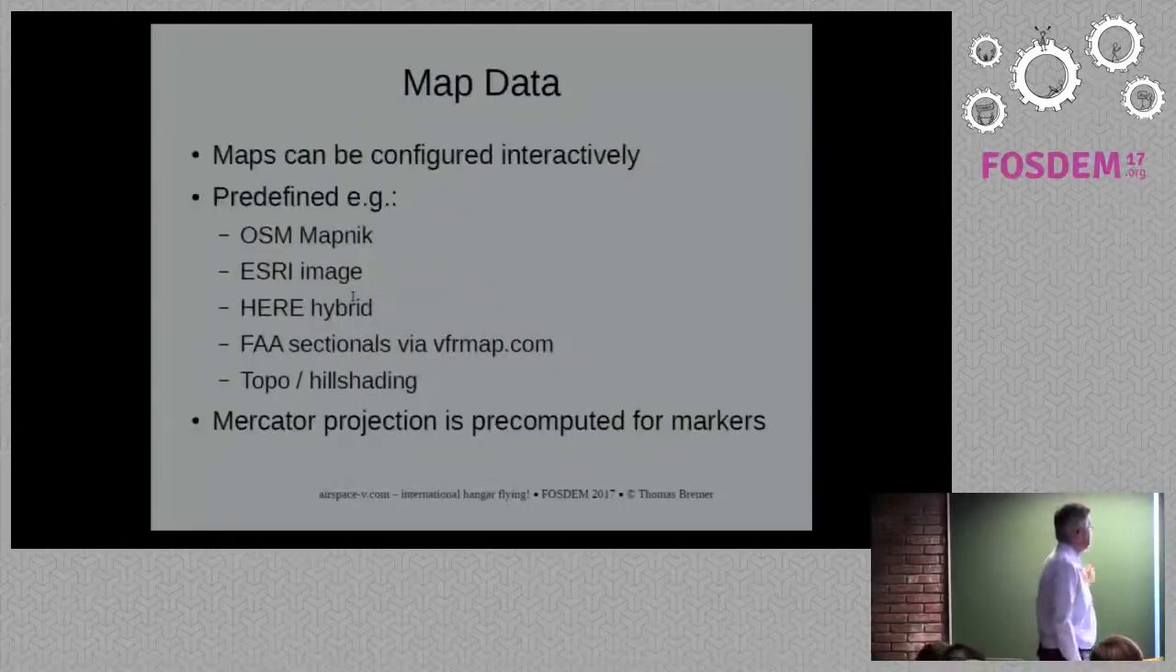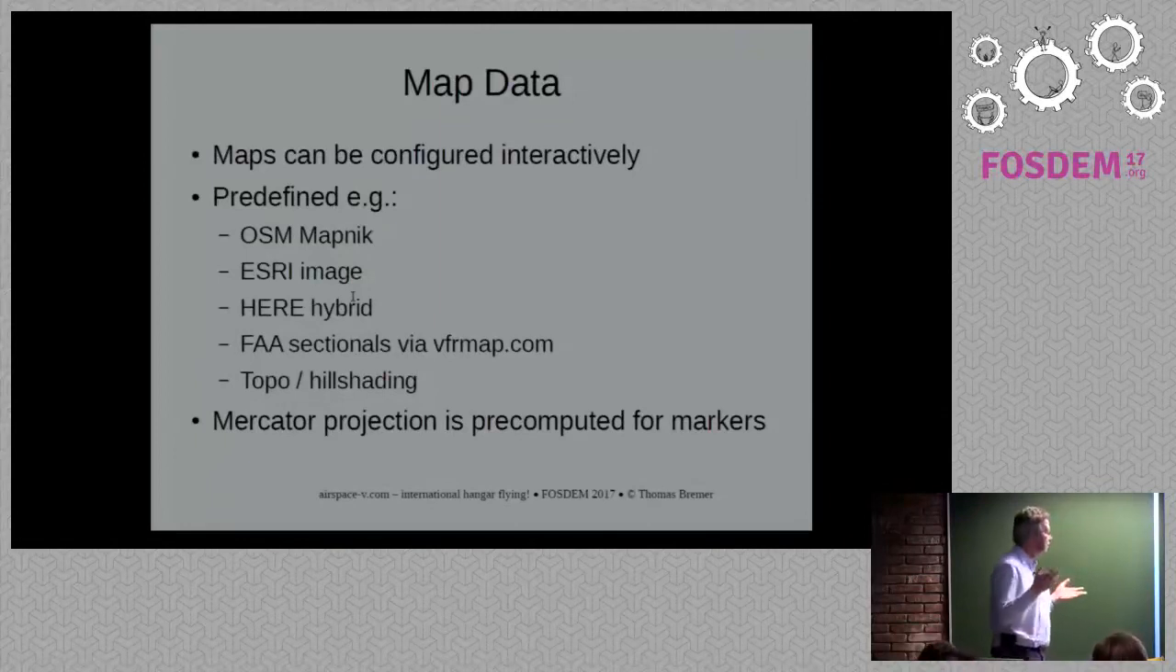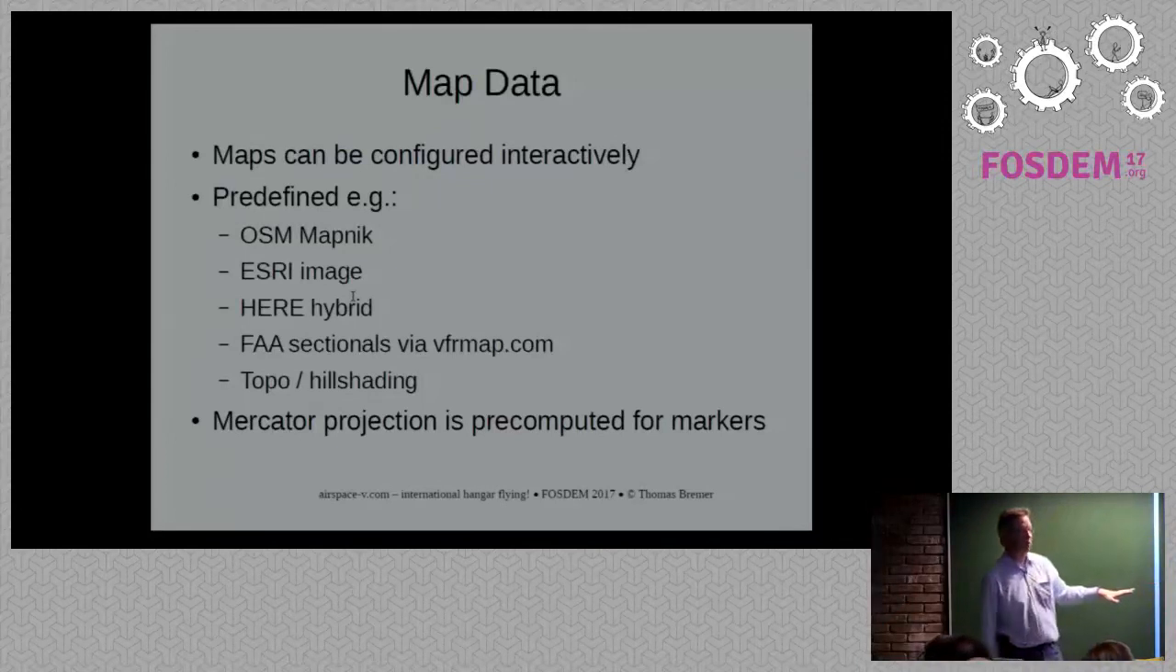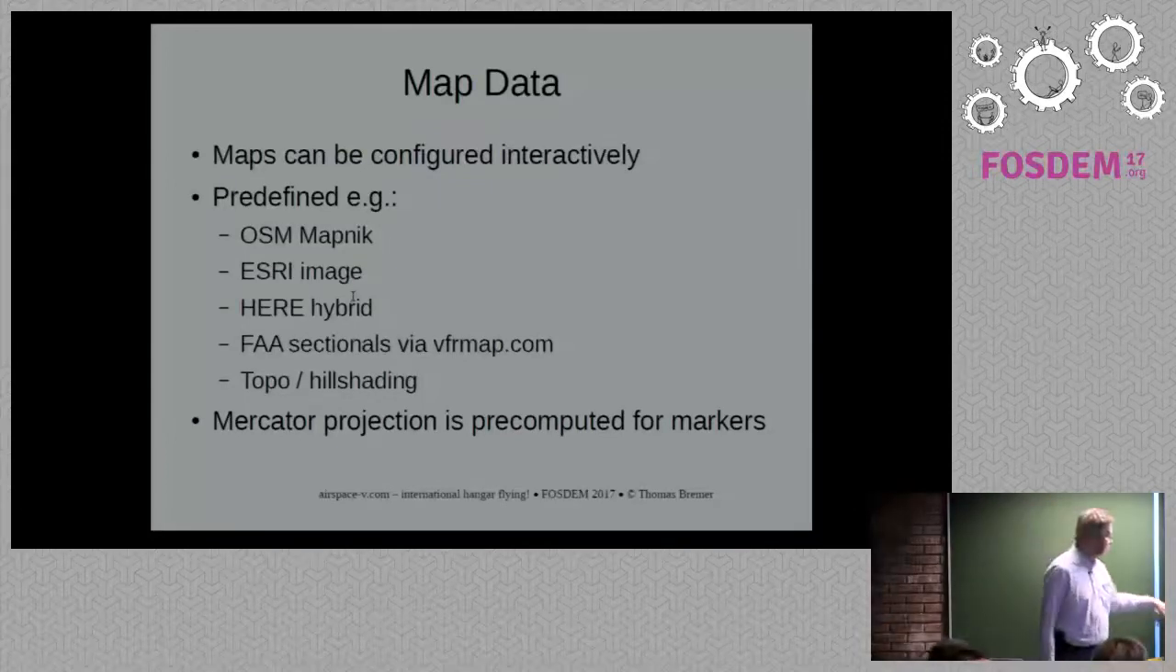As I said, maps can be configured. You can choose the base layer or overlay layers on your own. Some are pre-configured. Mapnik I already told about, then ESRI images to get some satellite images, or the HERE map. Then there's also the FAA, which publishes sectional maps. These are aviation maps for the US.